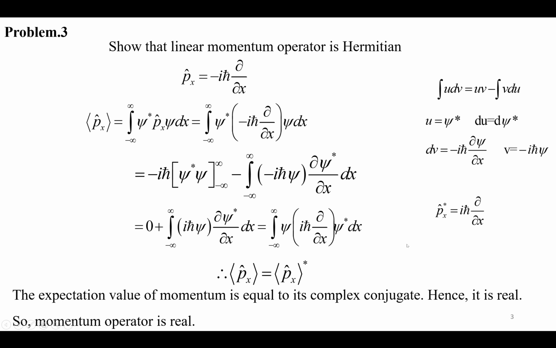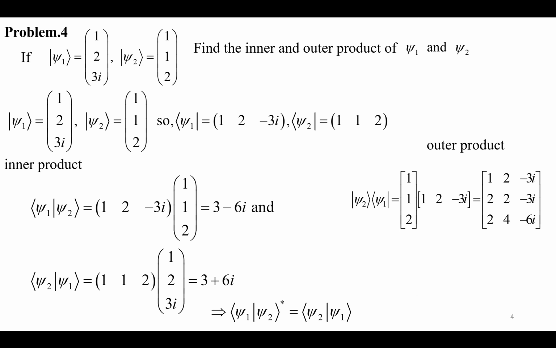So it clearly implies that px equals px star. Your px star is given by plus i h cross d by dx, whereas px is equal to minus i h cross d by dx. So one is the complex conjugate of the other. So the expectation value of momentum is equal to its complex conjugate, hence it's real. So the linear momentum operator is real. Now we'll go for problem 4.